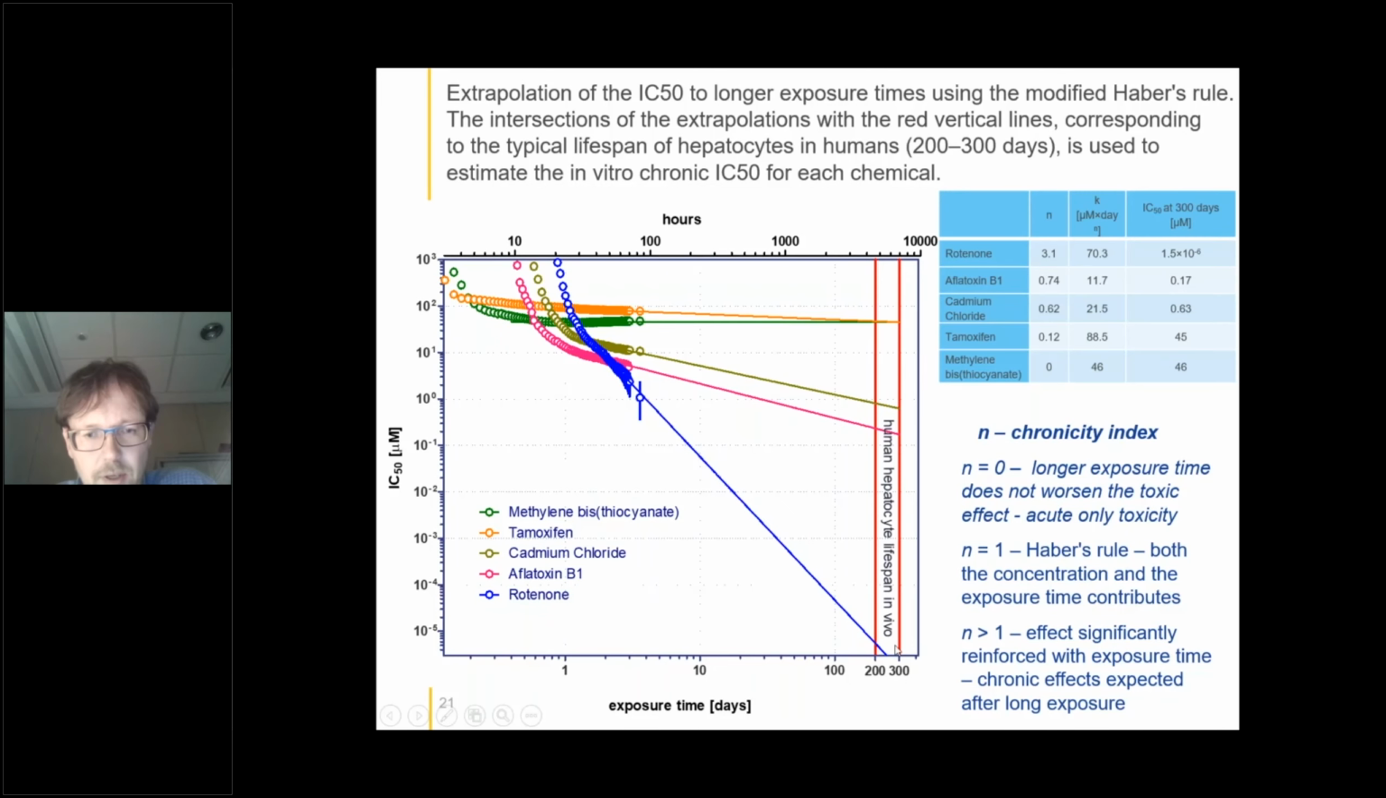the extrapolated IC50 value is far away from the value which was measured in the short-term in vitro experiments. So n will be an index which would be easily below the extrapolation between two measurements, or between the measurements and what you expect. And then a lower value means lower chronicity, and a higher value would mean higher chronicity.